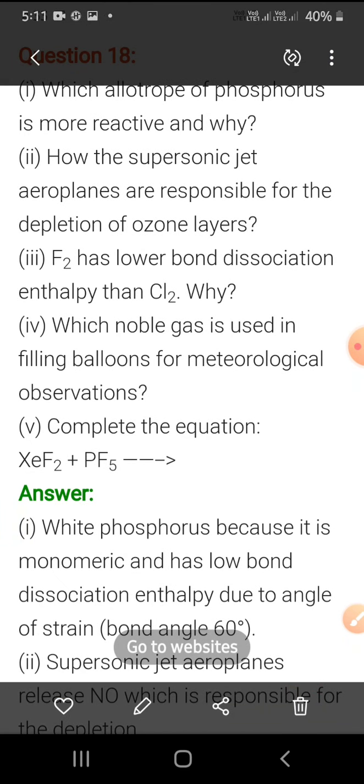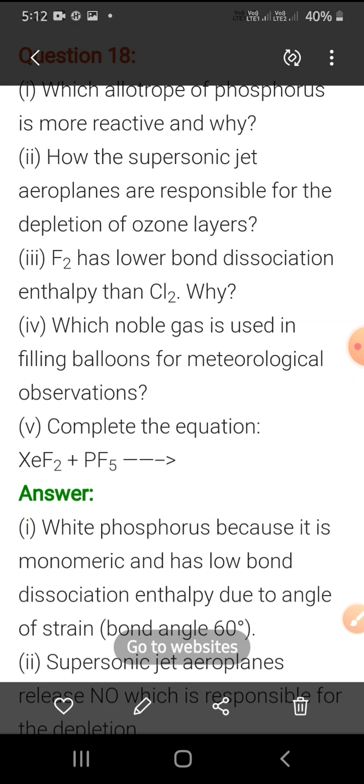Next question. Which allotrope of phosphorus is more reactive and why? White phosphorus, because it is tetrahedral and has low bond dissociation enthalpy due to its bond angle, that is of 60 degree.